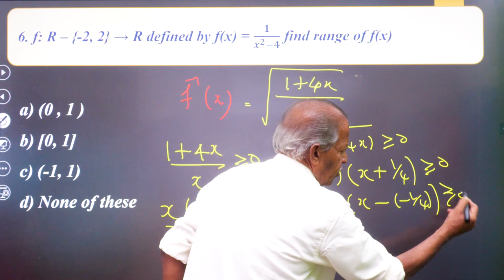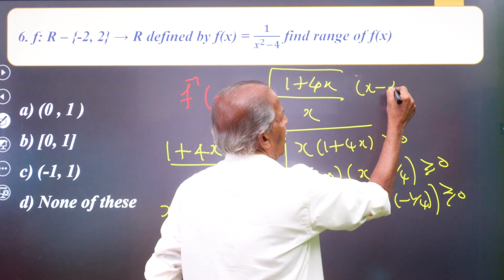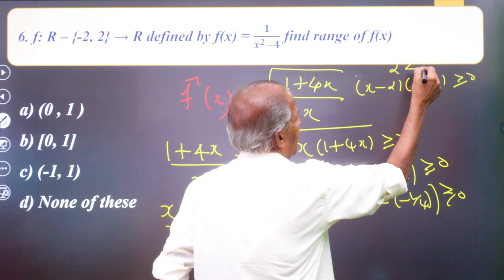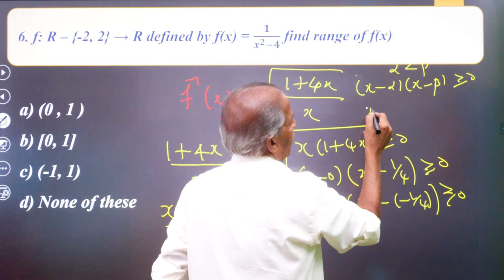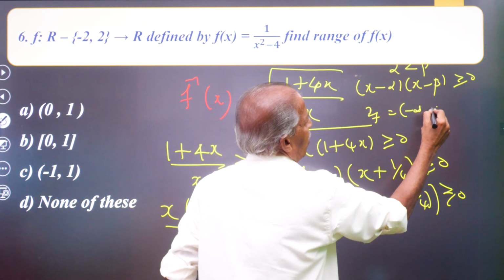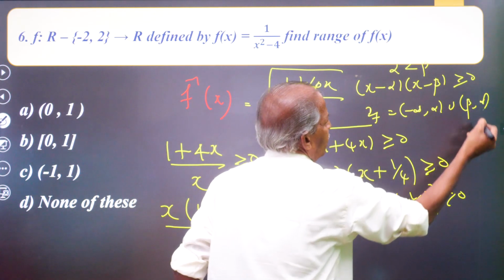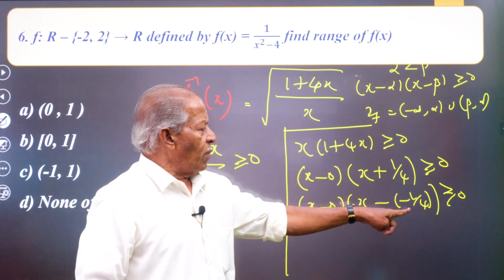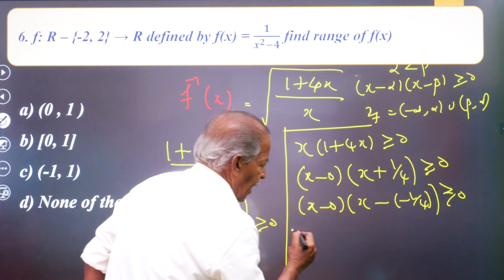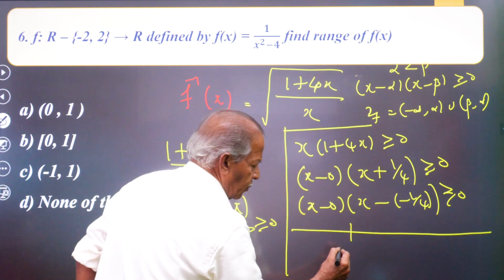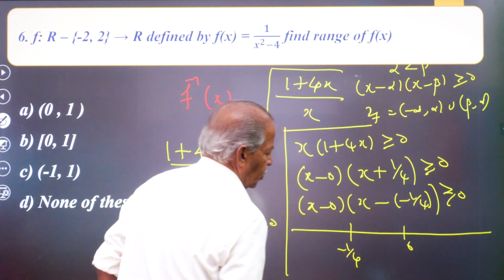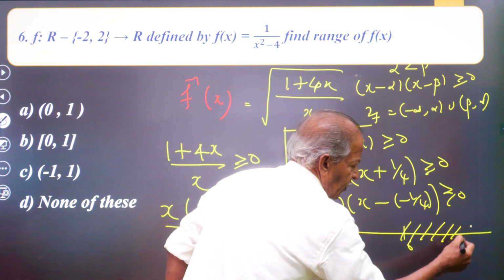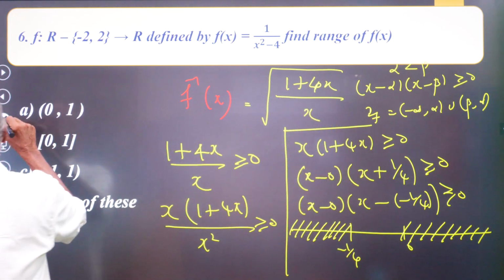We have one result we are going to use. What is the result? x minus alpha into x minus beta is greater than or equal to 0, provided alpha less than or equal to beta, then the domain of the function equal to minus infinity to alpha union beta to infinity. That is the result I am going to use. x minus 0 into x minus of minus 1 by 4 greater than or equal to 0. Therefore, mark the points minus 1 by 4 and 0. This side is the domain of the function f inverse.